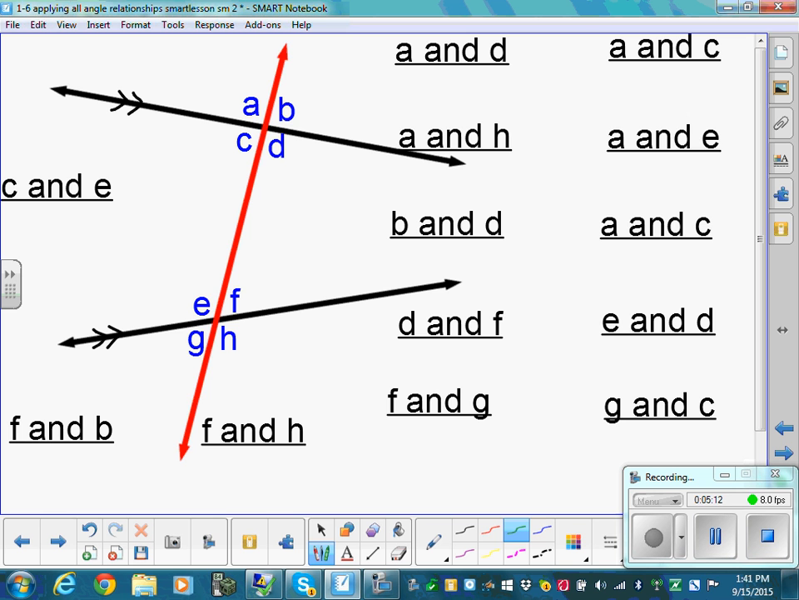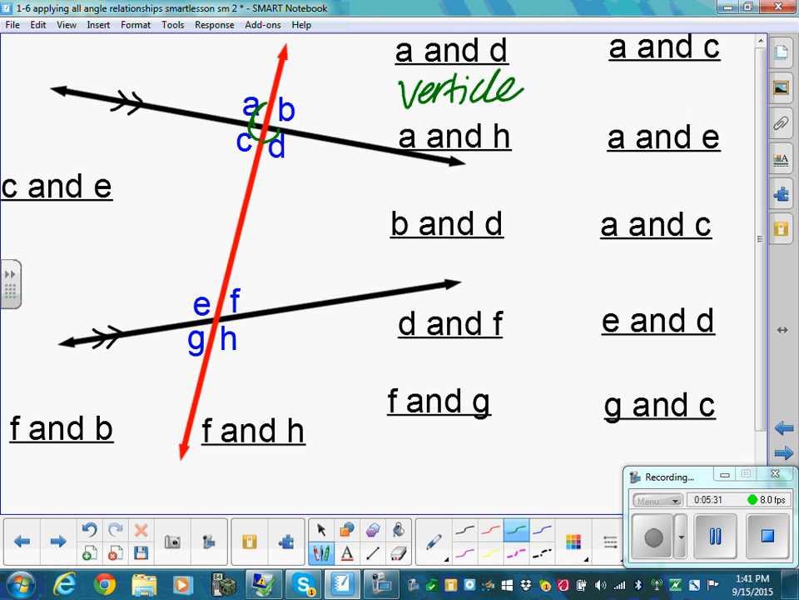So A and D, what type of angles do we have right here? One's right across from each other. Corresponding? No. Vertical. Good, Alex. These are vertical. Does everybody see how these are vertical angles? Yes, ma'am. Okay, good. Vertical angles. Very good.